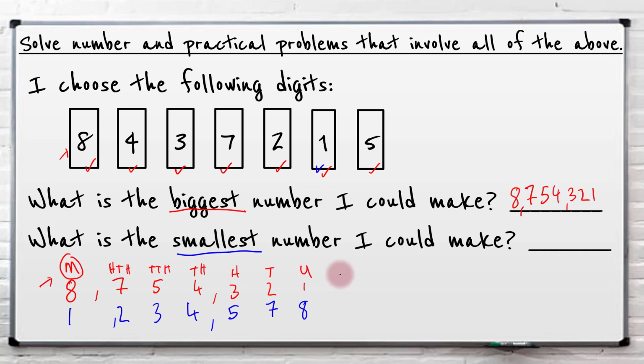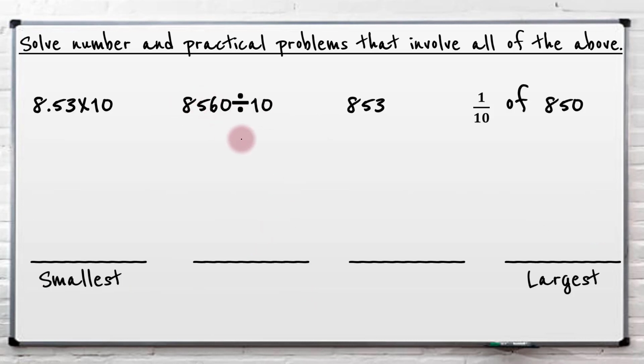So to get the biggest number, you literally write the numbers from the biggest to the smallest. And to get the smallest number, you write them from the smallest to the biggest. So my answer for this will be 1,234,578. So what seems again like a tricky question, if you know your place value, it becomes very, very straightforward. So let's look at a couple more examples of using practical problems.